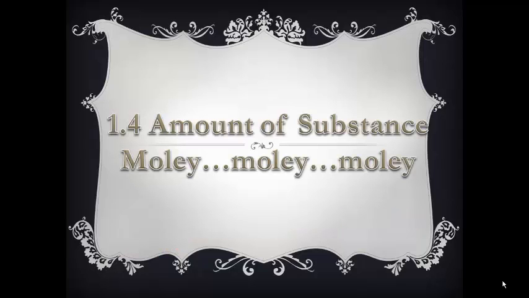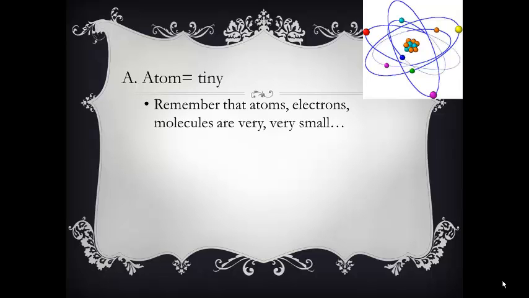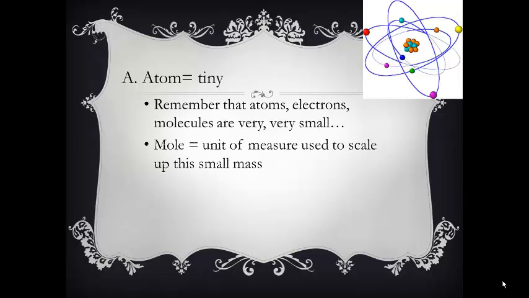Alright, 1.4, moles. Yes, back to moles. So we know atoms are very tiny. We can't see them. We know they're there because of experimentation. So we still need a measure. How do we measure these things? That's where moles come in. We know atoms are very, very small, so we need something that can use that scale to help us with that daunting small value.